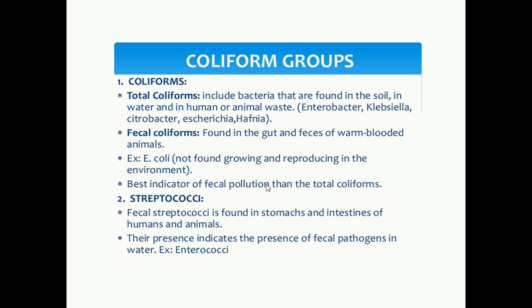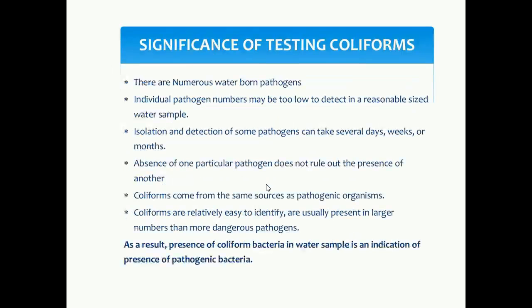Next one is streptococci. Fecal streptococci is found in stomachs and intestines of humans and animals. Their presence indicates the presence of fecal pathogens in the water. Example, Enterococci.